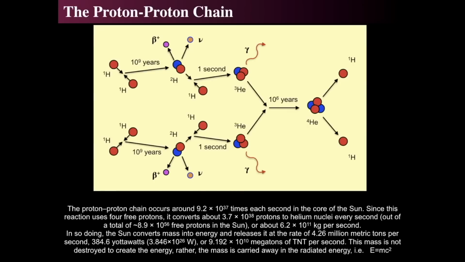So in any event, this process every second converts about 4 times 10 to the 38th protons into helium nuclei, which means that about 6 times 10 to the 11th, or 600 billion kilograms of hydrogen is converted into pure energy every second. That's really interesting. That works out to be about 4 million metric tons, or 100 billion megatons of TNT. That's a lot. So this is an enormous amount of energy.